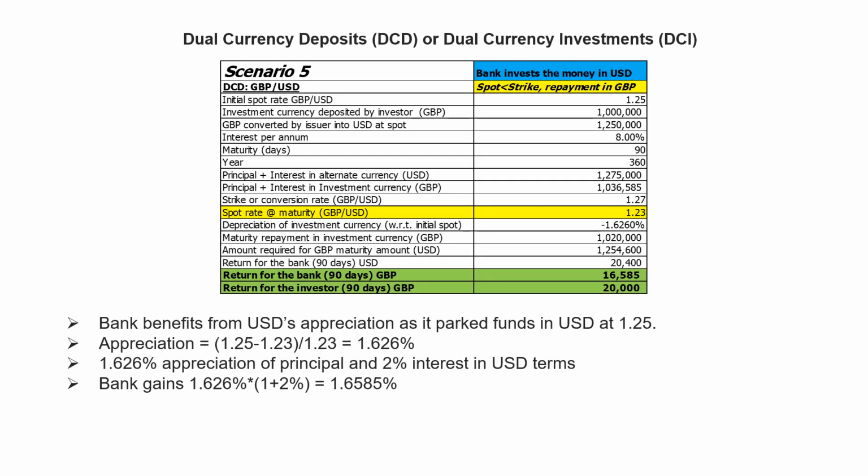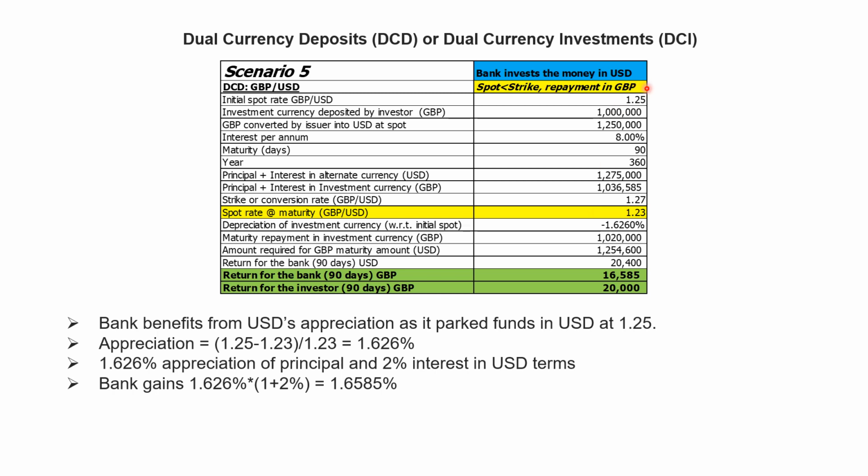Let's discuss scenario 5. Here the bank invests the money in USD. Basically, it receives 1 million pounds from the investor and it converts the 1 million pounds into $1.25 million based on the initial spot rate of 1.25, and the $1.25 million are invested at 8% per annum. The maturity is 90 days. The year is taken as 360. The strike rate is 1.27 as in all scenarios, and the spot rate at maturity is 1.23, and in this scenario the bank repays in the pound.